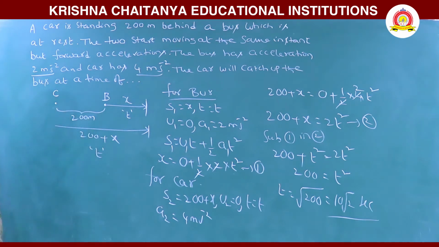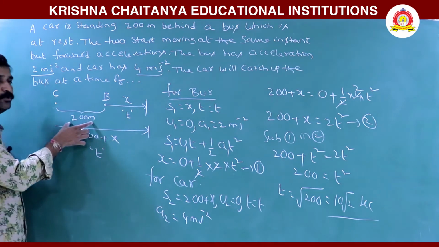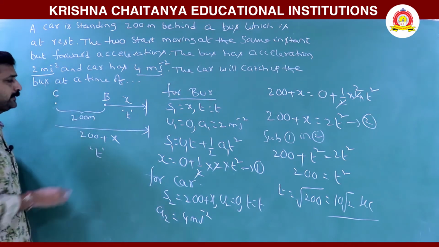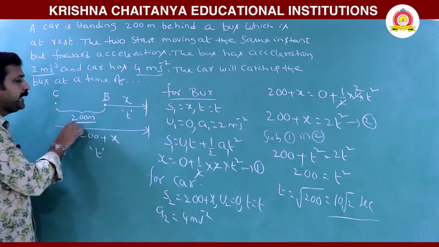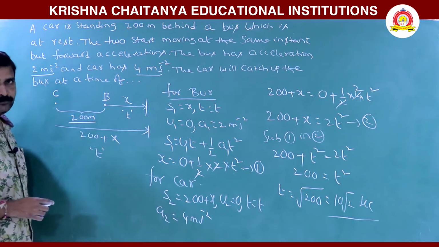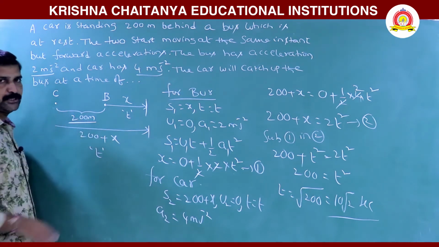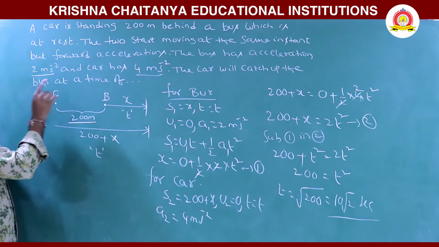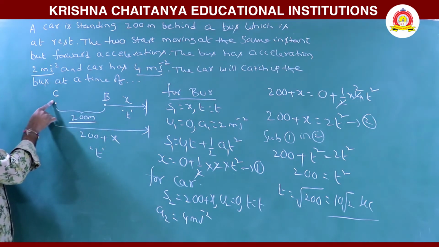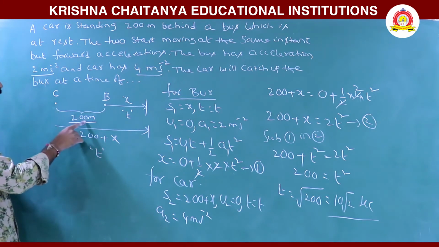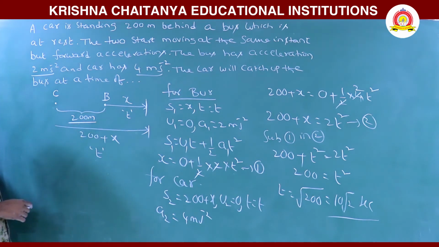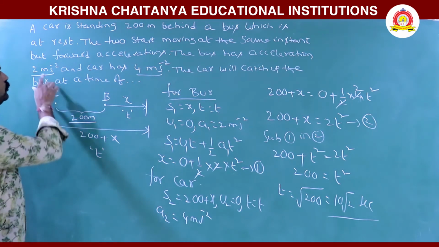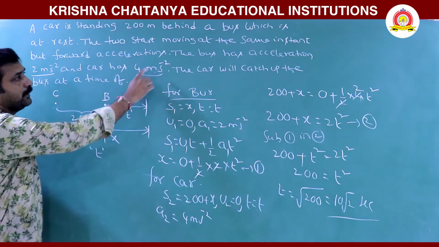Here what is this 200 meters? The car is behind the bus. So this is the relative separation. We can say separation of bus with respect to car is 200. And what acceleration does the bus travel with? 2. What acceleration does the car travel with? 4.